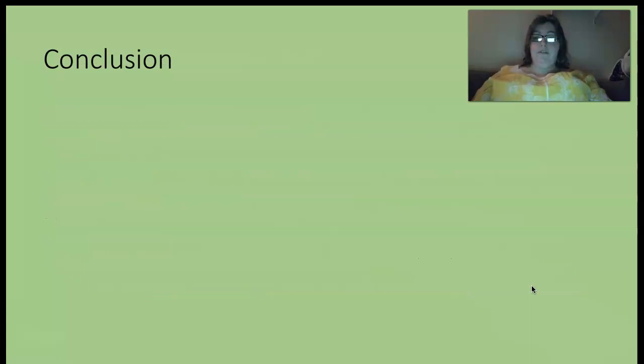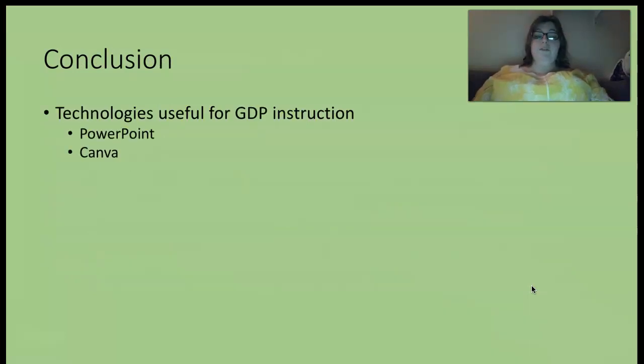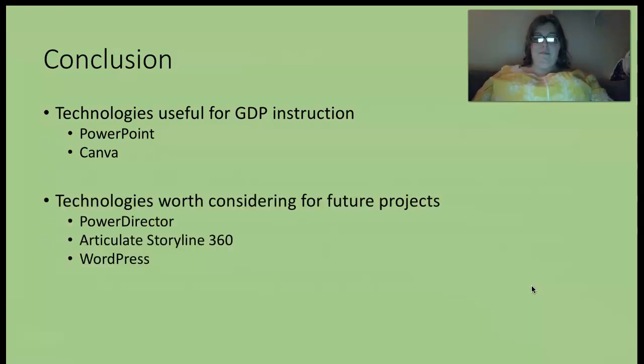In conclusion, there are 2 main technologies that would be useful for the GDP instructional intervention. They include PowerPoint and Canva. Technologies worth considering for future projects include PowerDirector, Articulate Storyline 360, and WordPress.